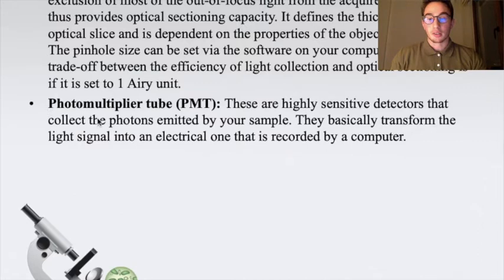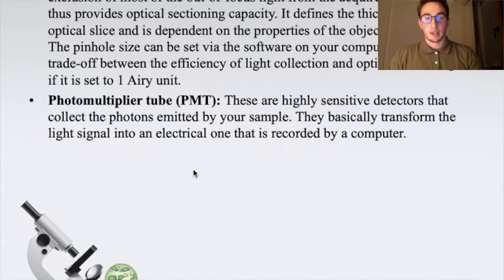So the photomultiplier tube is a detector which detects the intensity of the light, and this has to be a highly sensitive detector.